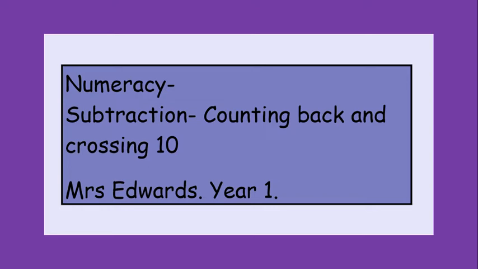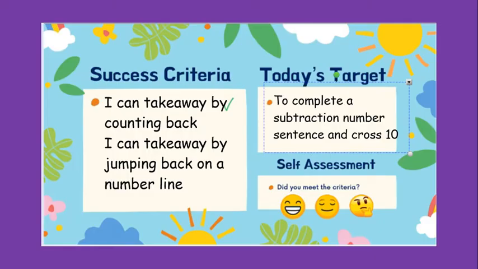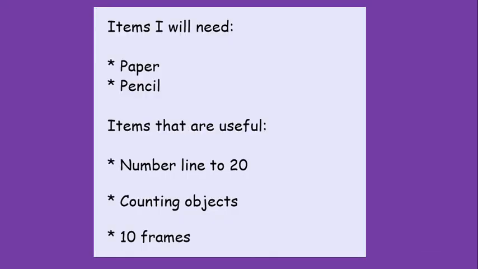And today we are concentrating on subtraction and we are still looking at counting back, but this time we are going to be crossing 10. Okay, so today's target is to complete a subtraction number sentence and cross 10, and we can do that in the same way as we did with our previous lesson, by taking away, by counting back and by jumping back on a number line.